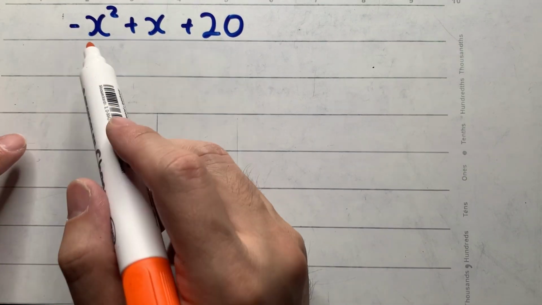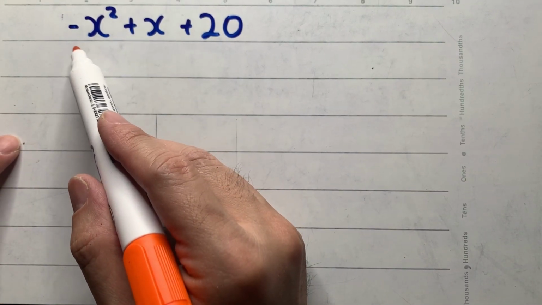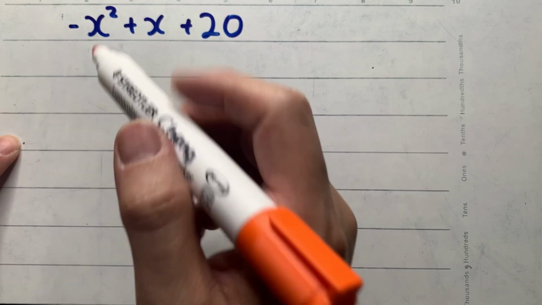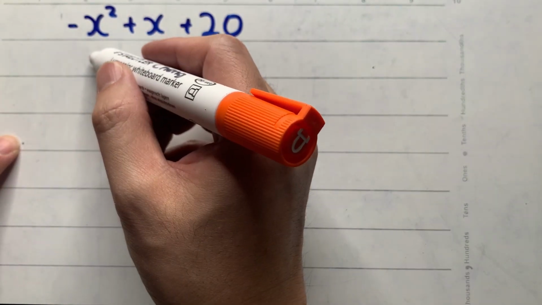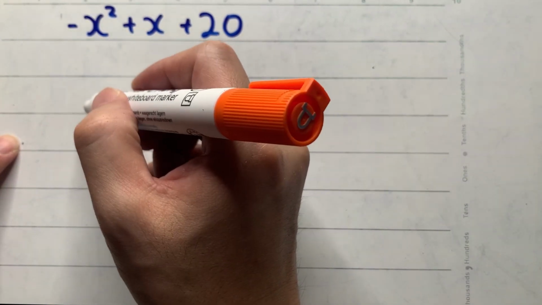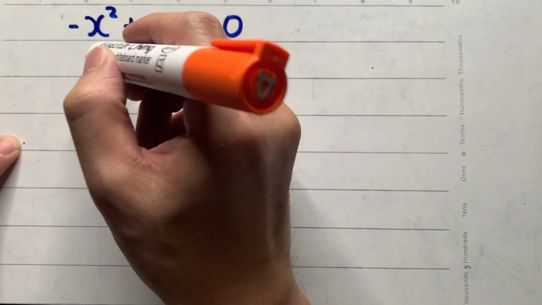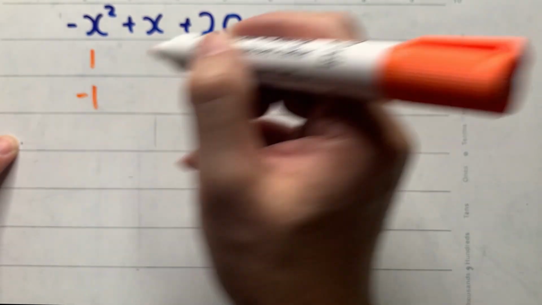We have a trinomial here. And this time, this leading term has a coefficient of -1. Yes, you can right away break it down to 1 and -1. We can try that right now and see how that goes.